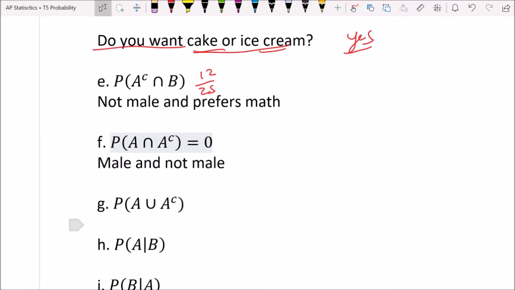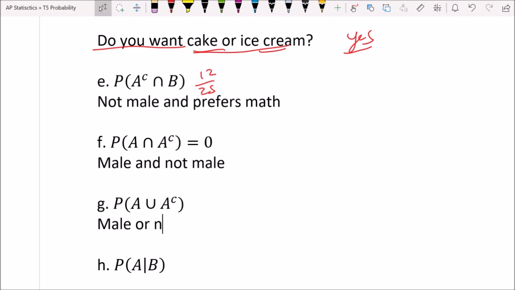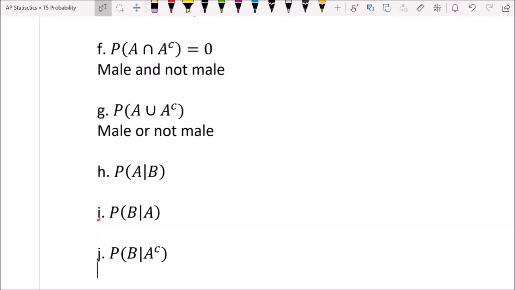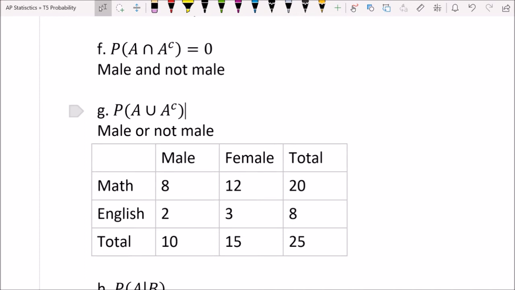All right, next one. The next one is saying, we're talking about people who are male or not male. So hold up. Who are the people in this table? And let me re-enter the table down here. Who are the people in this table who are male or not male? Well, everyone in this table is male or not male, because these 10 are male, these 15 are not, so that's everybody. This probability is 1. No matter who you pick, they're going to be either male or not male. So yes, that's a 1.